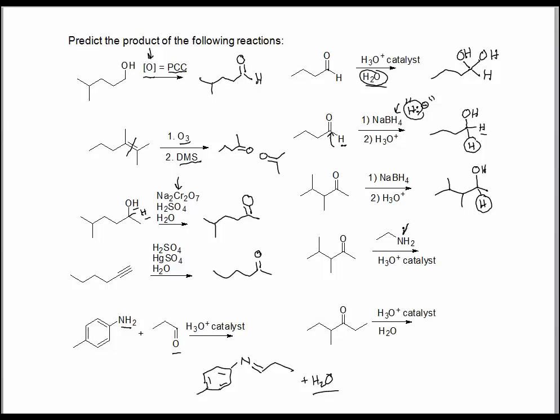Here's a primary amine, a ketone, acid catalyst, just like we saw on the bottom left of this page. Instead of a CO double bond, we've now formed a CN double bond. We've lost these two H's, we've lost the O, we've formed water as a byproduct, and we have now an imine.